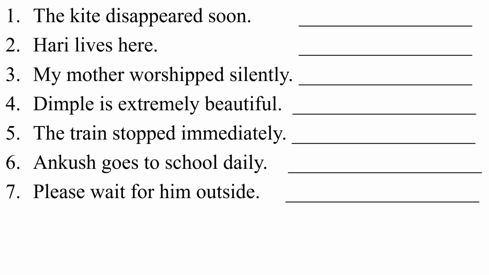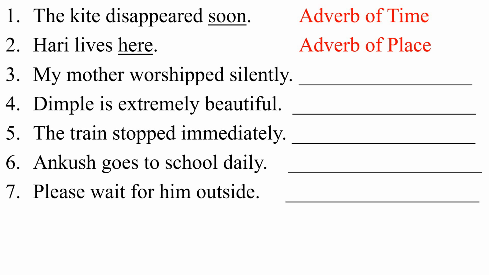When did the kite disappear? Soon. तो soon होगा हमारा adverb. And ये adverb का कौन सा kind है? It is showing time. तो ये होगा adverb of time. So write adverb of time in the blank. Hari lives here. Where does Hari live? Here. तो जब हमने where से क्वेश्चन क्रिएट किया तो हमें आंसर मिला here. Here will be adverb. But ये adverb का कौन सा kind है? Here shows the place. तो it is adverb of place.